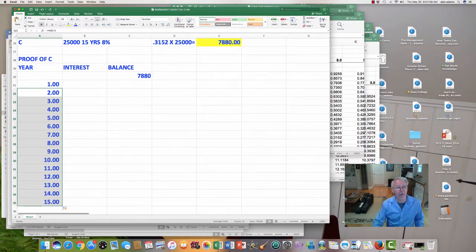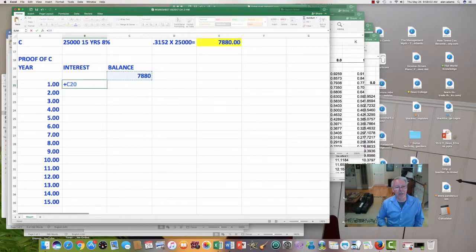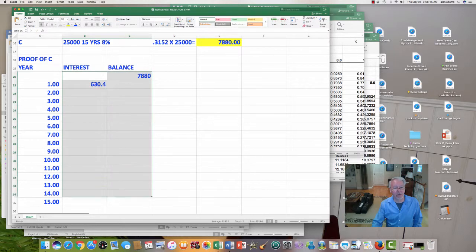Yes. Okay. My interest is going to be, every single year, I'm going to take my running balance from the preceding year that I ended the year with. I'm going to multiply it by 8%, 0.08. In the first year, I make $630.40. I want 2 decimal places on all my numbers. I don't know why it's not letting me expand my decimals today. There we go. Now I've got it. I know what I was doing wrong.